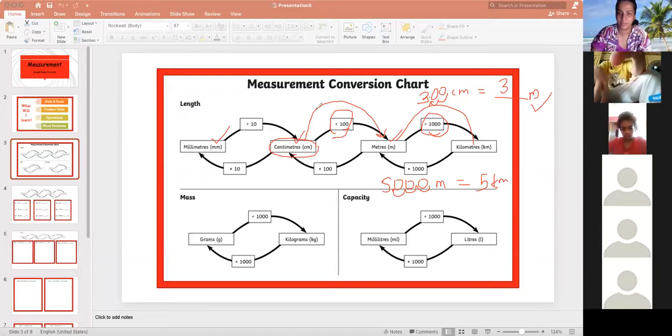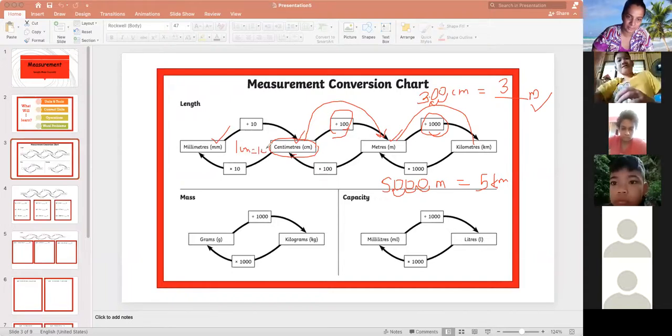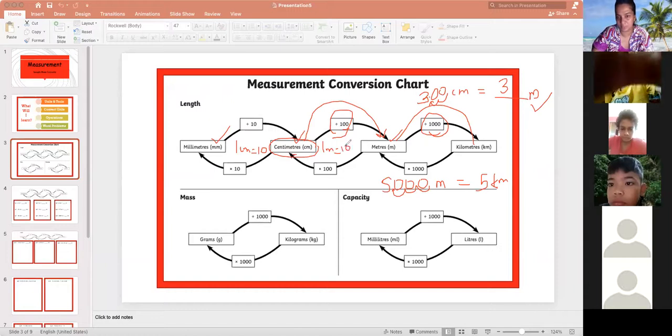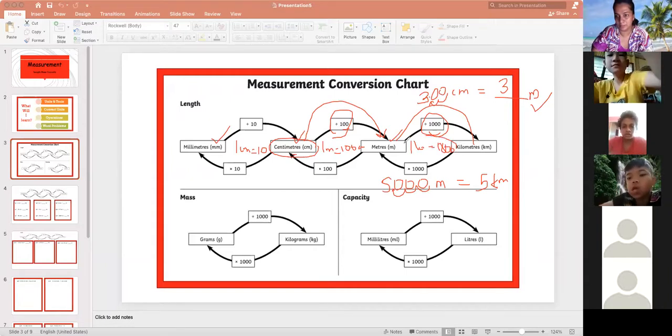This is based on the conversion that 1 centimeter sama dengan 10 millimeter. 1 meter sama dengan 100 centimeter. 1 meter is 100 centimeters. 1 kilometer is 1,000 meters. Ini yang kamu kena ingat. Okay, this is the basic formula.